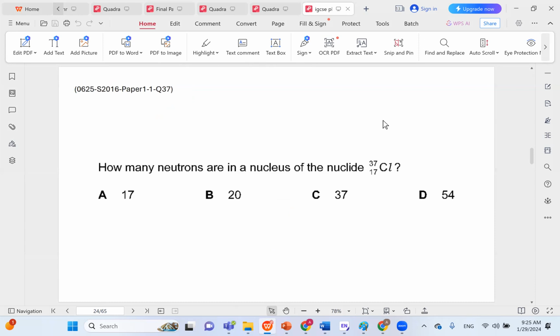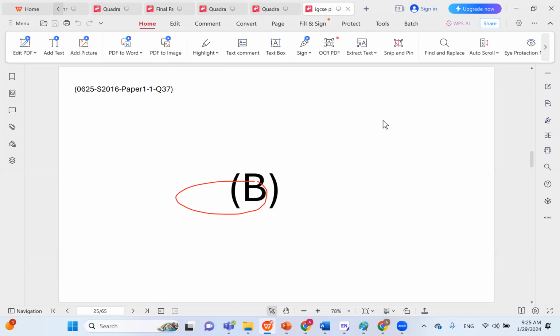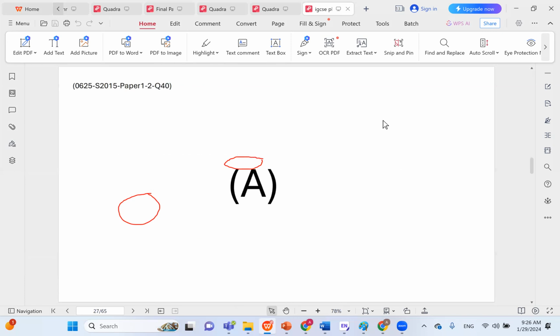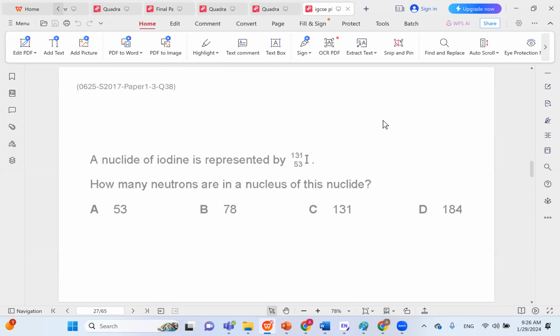How many neutrons are in the nucleus of the nuclide chlorine-37, with proton number 17? You just subtract 37 minus 17, and the answer is 20. So B is the correct choice here. A nuclide has the symbol neon-22, with proton number 10. What is the proton number of a nucleus of this nuclide? So protons are the number at the bottom, so just 10. Neutrons would be the difference between the two numbers, 22 minus 10. So 10 here is the correct choice, so we choose A.